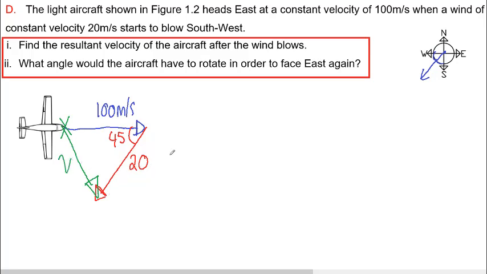Now, what we need to do is find this new speed that the aircraft travels at, and then we have to find the angle that the aircraft would have to rotate in order to go back to its original destination. So first of all, let's find the resultant velocity. And the easiest way to do this is by using the cosine rule.